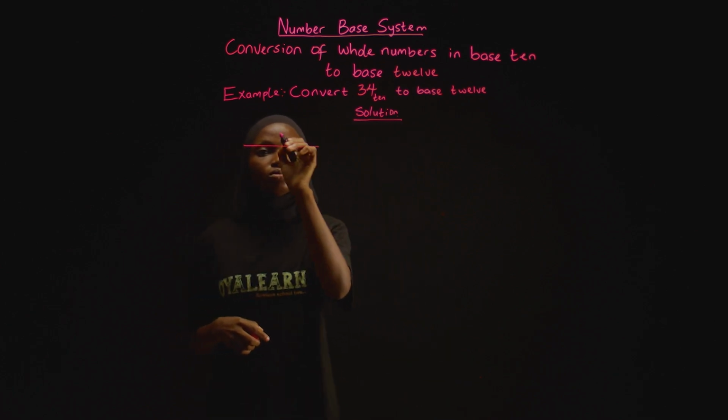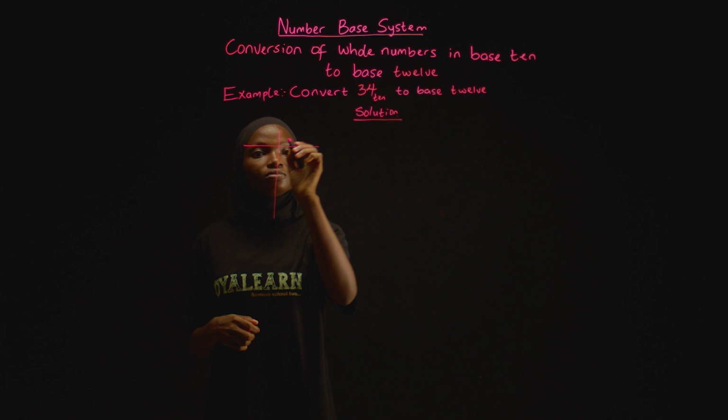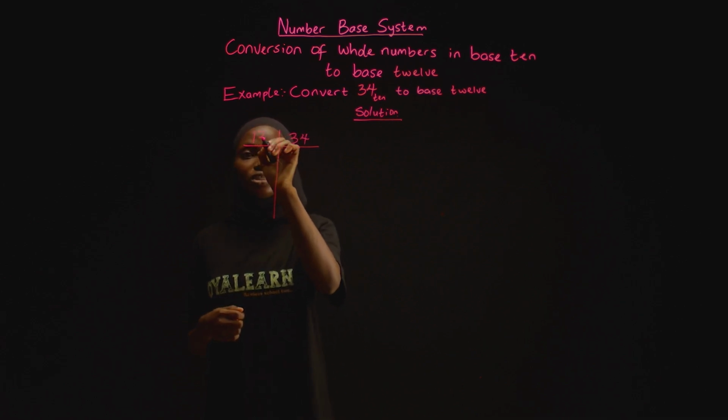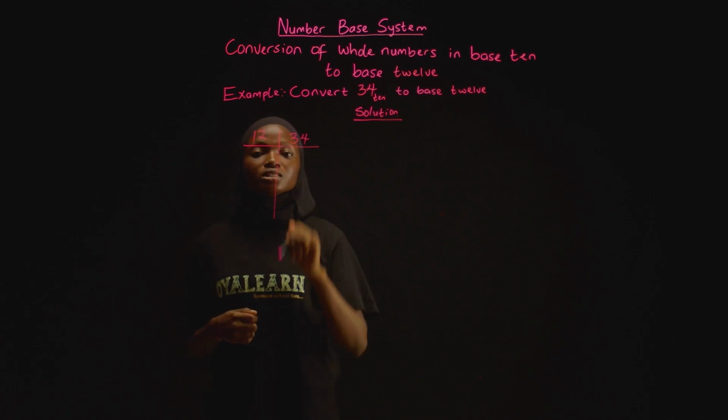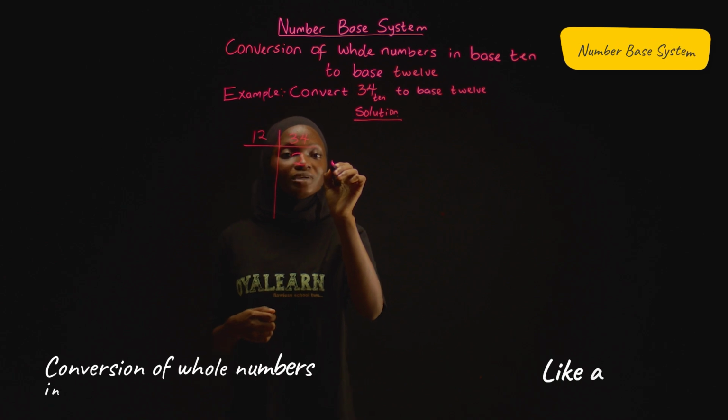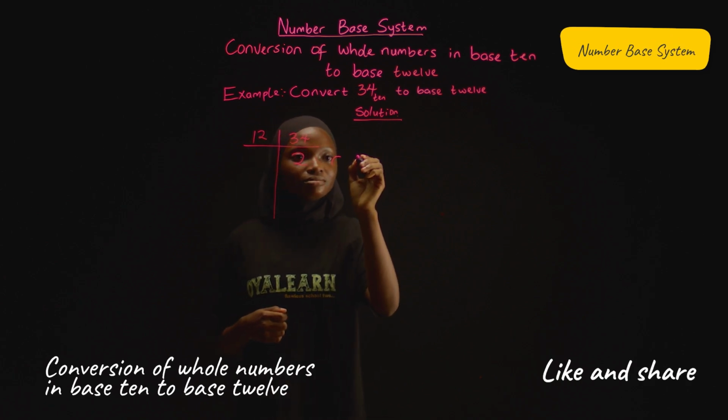Draw a table. We place our 34 at this side, then the base we are converting to, 12, at the other side. 12 goes in 34 twice, which is 24, remainder 10.